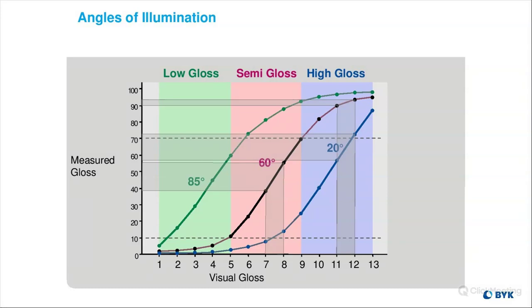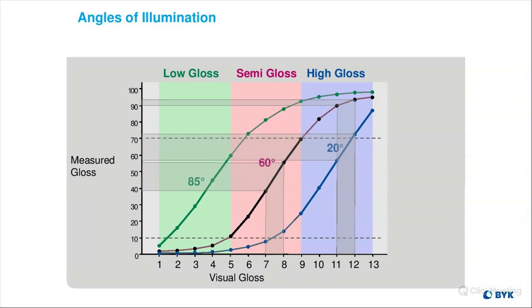So let's take a look at the measurements taken using the 60-degree meter, and we can see that in the low gloss range, the curve is flat. It's not changing much. It's not until we get into the semi-gloss range that that curve starts to get steep and more linear. Then it's not until we get into the high gloss range that it starts to flatten out again. So what this is telling us is that the 60-degree geometry is ideal for the semi-gloss range, not so much for the low and high gloss range.